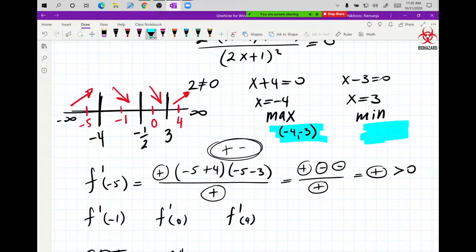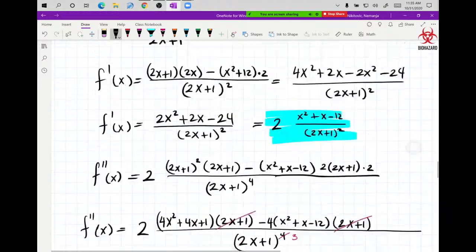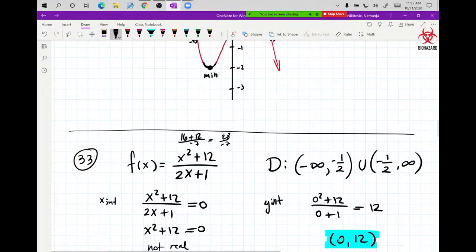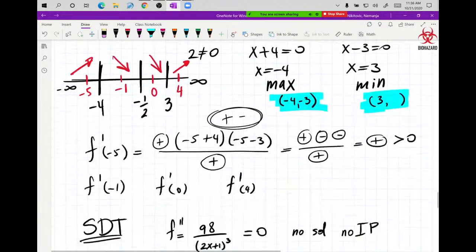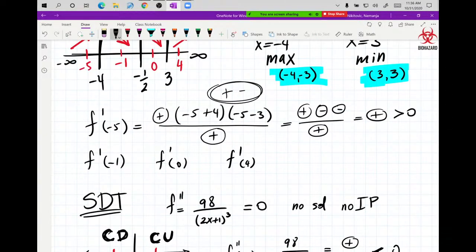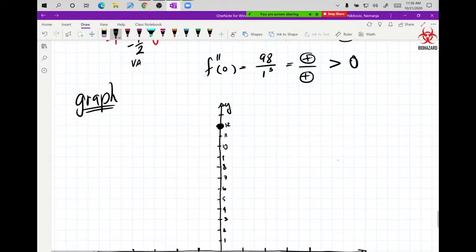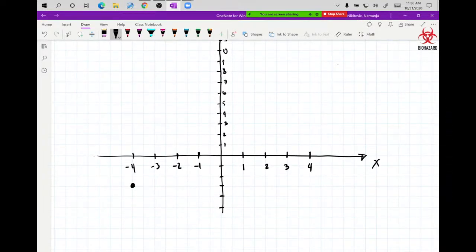And then the other point will go here as 3, let's plug in, see what. There we go. So 3. That's 9 plus 12 divided by 7. That's 21 divided by 7 is again 3. Okay, 3. So 3, 3. Yep, there it is, 3, 3. All right, so -4, -3, and 3, 3.